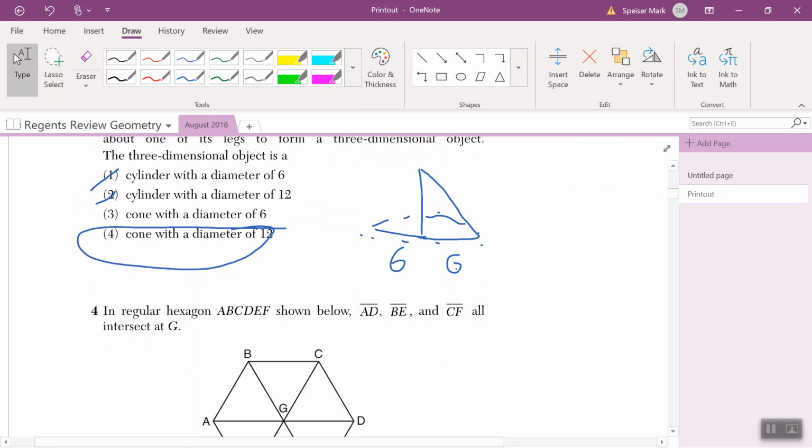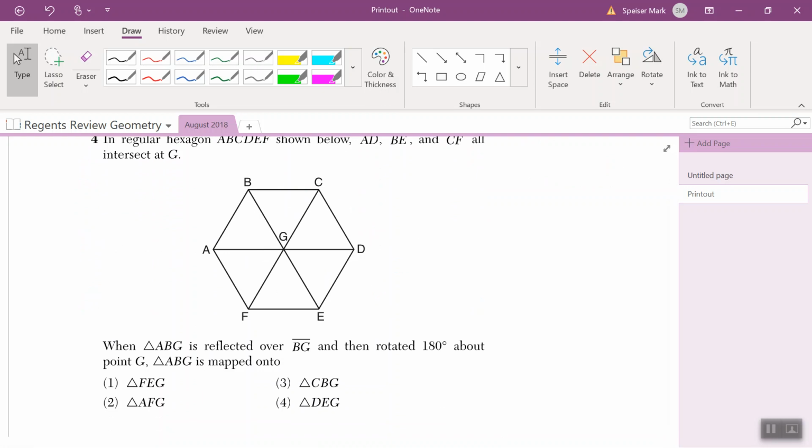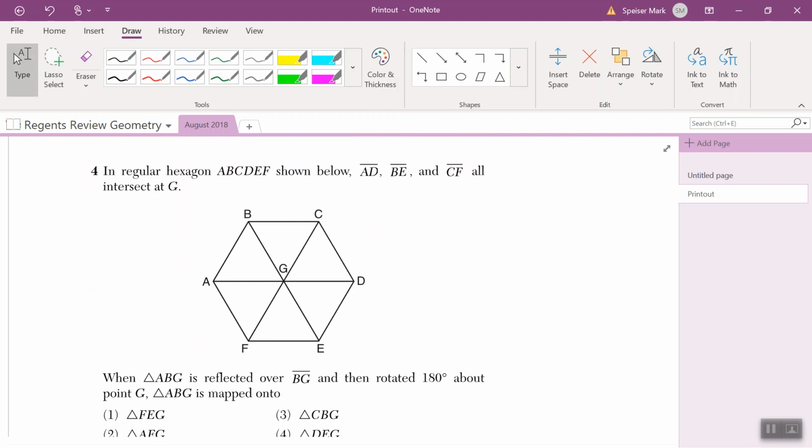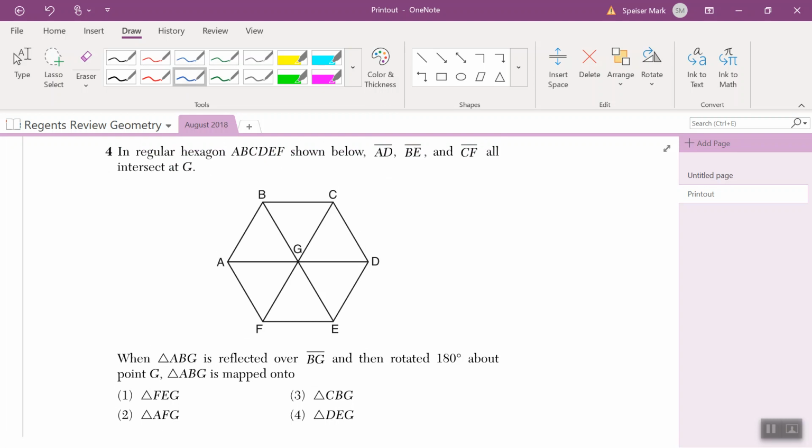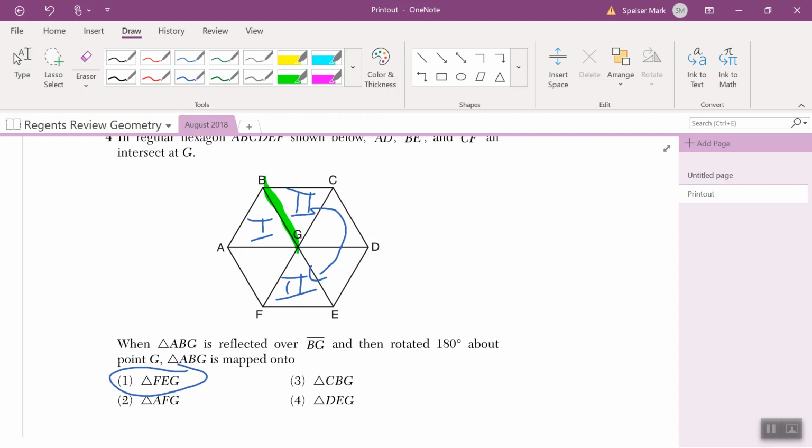On to question 4. In a regular hexagon ABCDEF shown below, segments AD, BE, and CF all intersect at G. When triangle ABG is reflected over BG, then rotated 180 degrees about point G, triangle ABG is mapped onto... So you're starting in ABG, you reflect over this green line, end up in CBG, you rotate 180 degrees, end up in triangle FEG. Choice number 1. On to question 5.